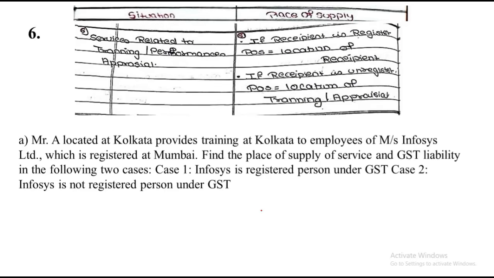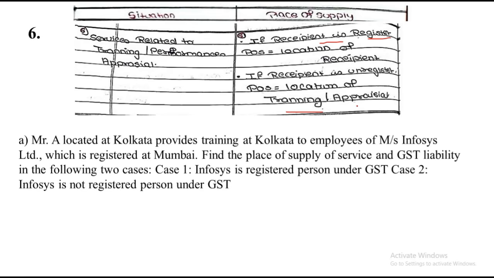Next, six, services related to training or performance appraisal are very important. Whenever any service has been provided for training purposes, there are two rules. If your recipient is registered, then POS will become the location of the recipient. And if the recipient is unregistered, then the location of the training will be your place of supply. So if your recipient is registered, not the supplier, this is from the recipient point of view, his location will become your place of supply. And if he is not registered, then the place where the event is taking place will become your place of supply. Now to understand that, we have two examples.